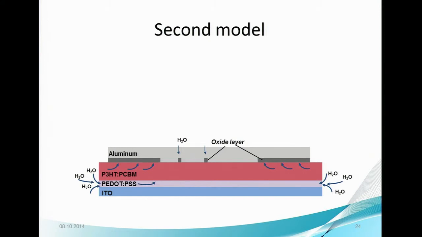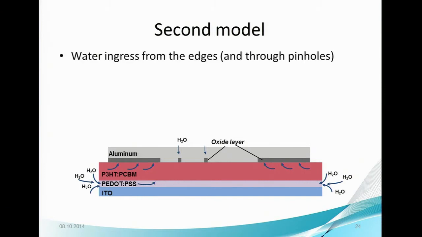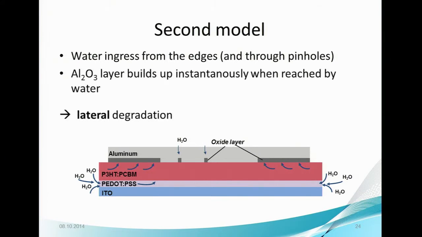So in principle, if you look more closely at the device, we have water ingress from the sides and also through pinholes in the aluminum. And then the effective area, which is already degraded by the water, is increasing with time. So you don't have a homogeneous growth of this layer, but in these accelerated conditions, you can actually think of an instantaneous degradation in places where you have water. And that means that you have a lateral degradation, in this case, from the sides, as well as by growth of these pinholes. And this means you lose effective area.